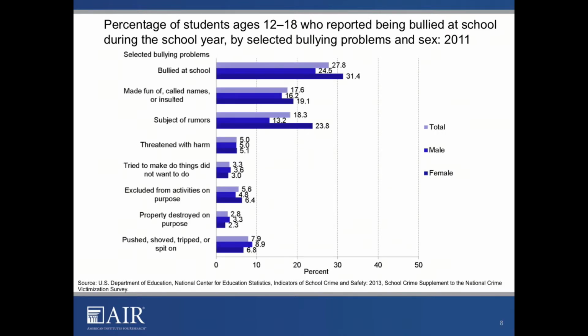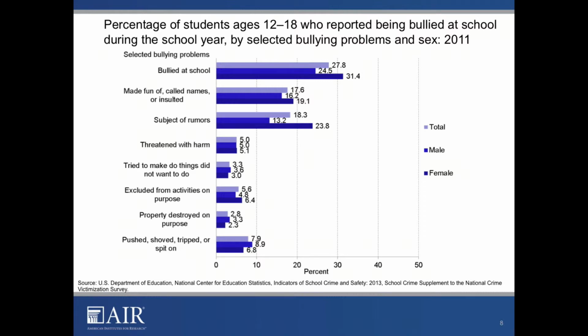The School Crime Supplement also collects data on the bullying problems that are identified by students, and the things to note here are that the top 3 bullying problems noted by students ages 12 through 18 would be being made fun of, called names, or being insulted, as well as being the subject of rumors at about 18%, followed by pushed, shoved, tripped, or spit on at about 8%.